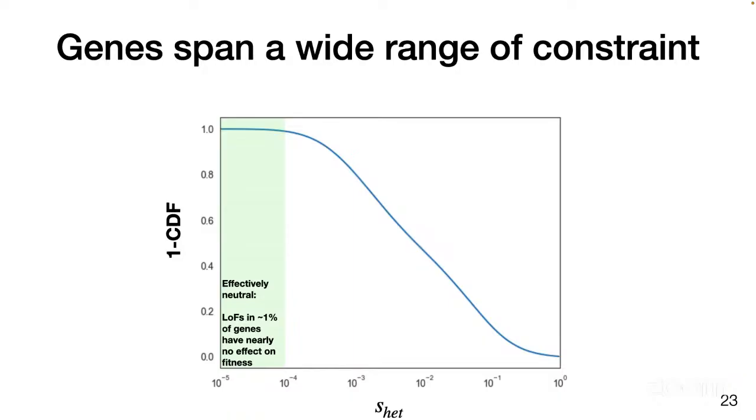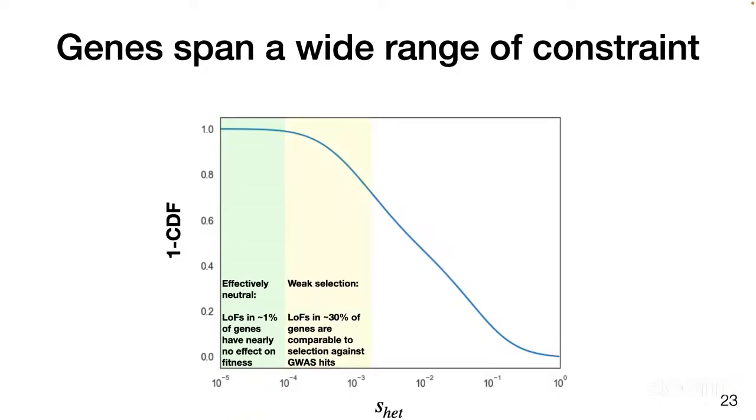can say that about 1% of our genes, you can knock them out and they're effectively neutral, as a term of art, meaning that they have an effect on fitness that's so weak that evolution can't really see it. So about 1% of genes really don't seem to matter. And these are enriched for olfactory receptors, which is very interesting. Maybe we don't need to smell things.